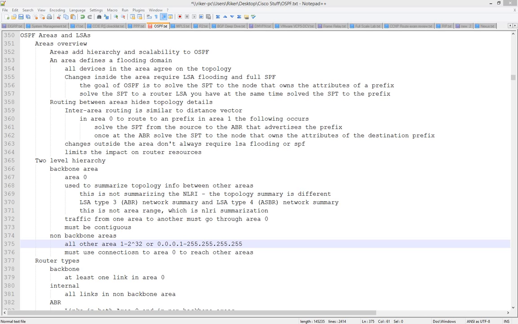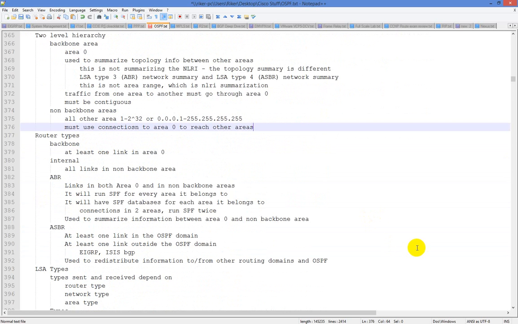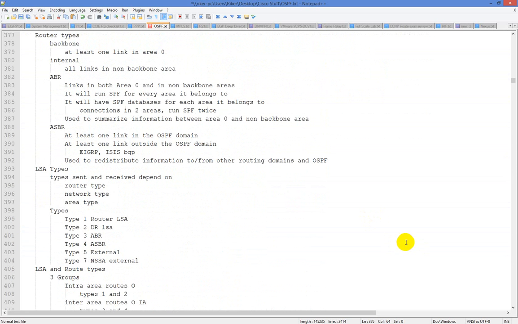Now, non-backbone areas are all other areas, 1 through 255. You can type in your area as a dotted decimal, like you see there. I've got the one highlighted. Or you can just type in area 0. Area 0.0.0.0 is the same thing as typing in area 0. So now that we talked about that, let's talk about the router types. I think this will start to help everybody get clued in here.